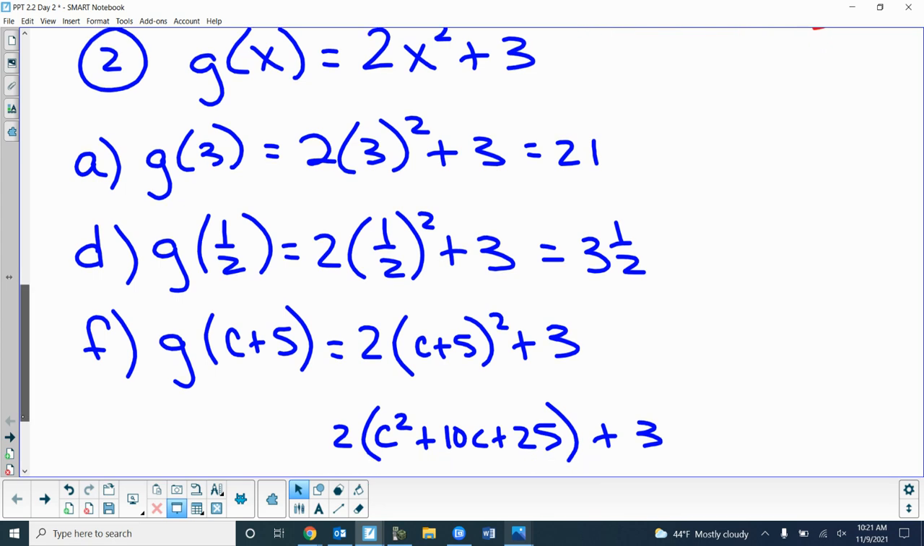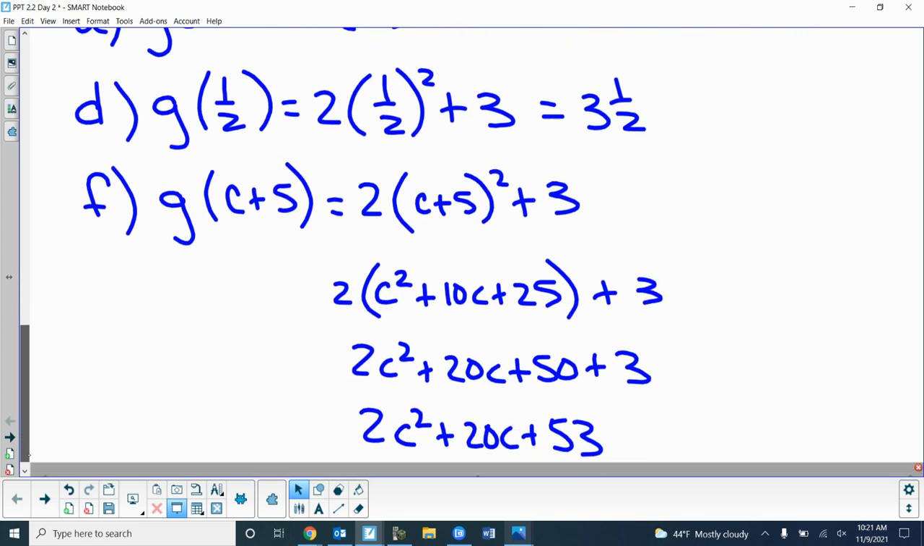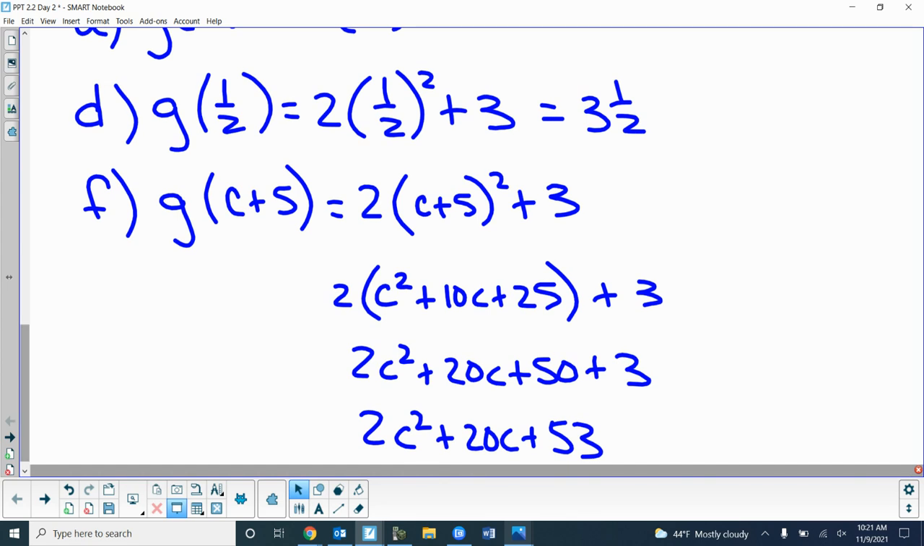When you get something a little bit more than just a number in there, you're squaring c plus 5. A lot of kids will just put c squared plus 25. Remember, c plus 5 squared means c plus 5 times c plus 5. So you got to FOIL it out, and you'll get an outside of 5c and an inside of 5c. So that's where the 10c comes from. And then simplify it, distribute the 2, and 50 plus 3 is 53. So you should be able to handle a problem like that. Any questions on warming up?